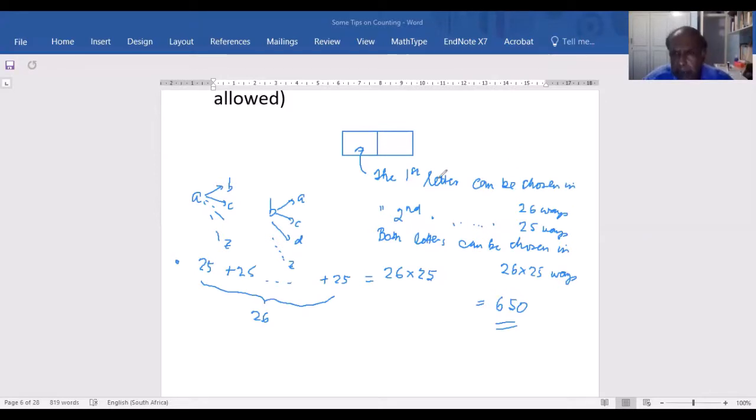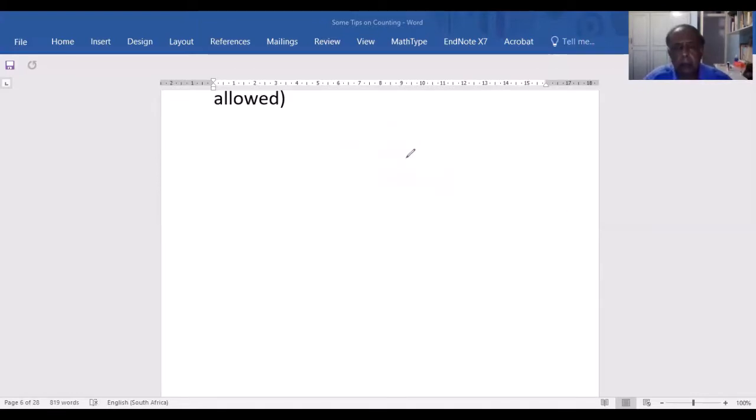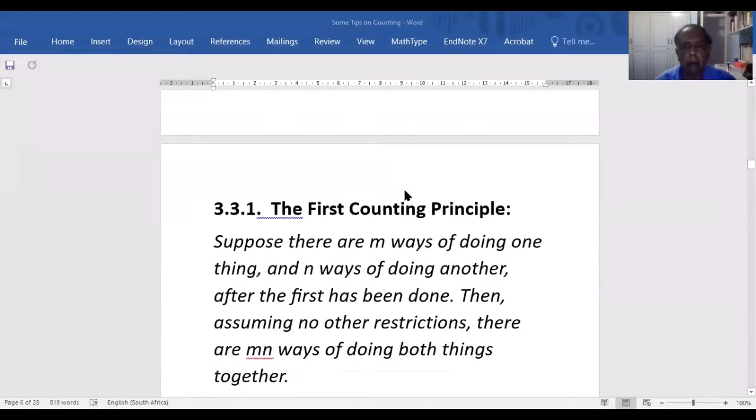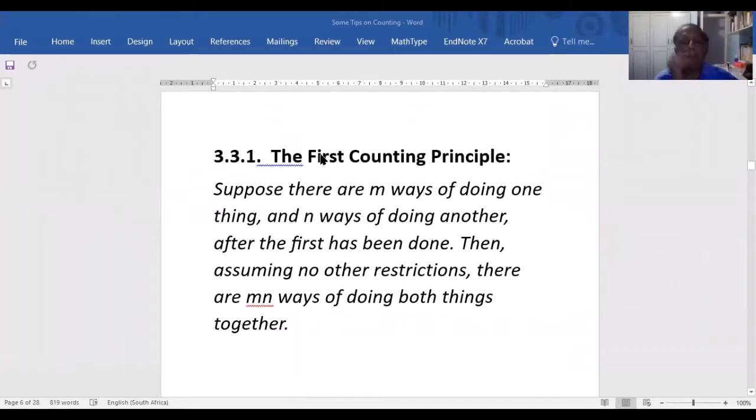This principle is very important, because now we can state it formally. We call this the first counting principle. I'm going to formalize what we said here; formalize means to put it in a general way. What did we do? We say, suppose there are M ways of doing one thing, for instance choosing the first road or the first letter, and N ways of doing another after the first has been done.